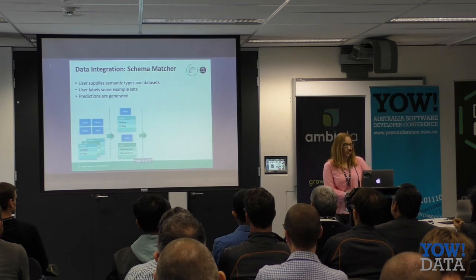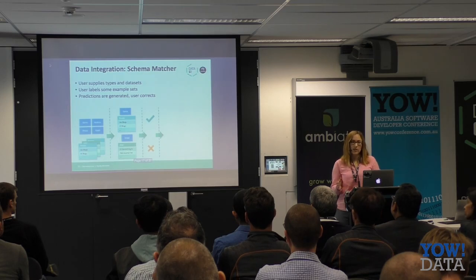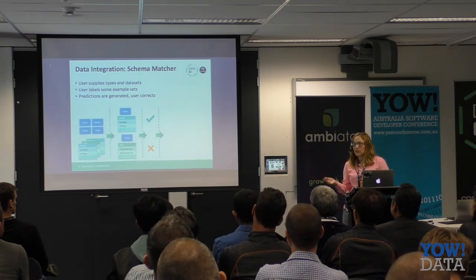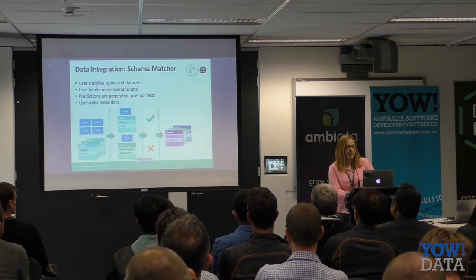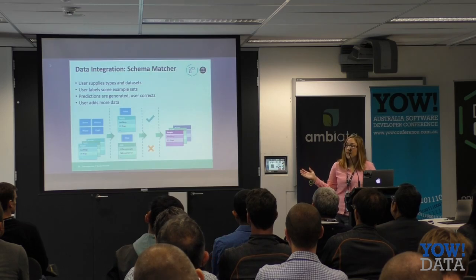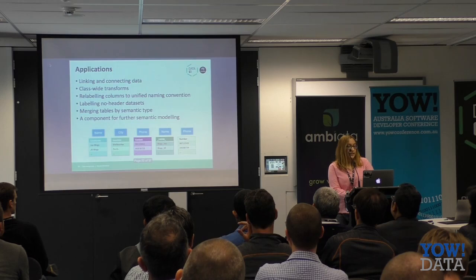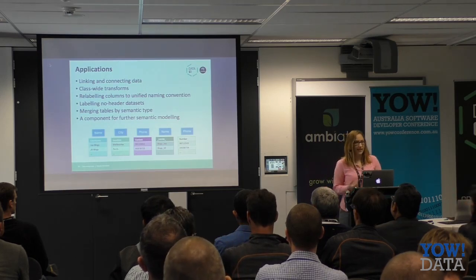And then the system generates predictions, and then the user might just automatically accept all the predictions or actually correct the ones, so it depends on the system configuration. And then this way we actually add more data and the whole process repeats. So where can we actually use this schema matcher, the way it's designed?